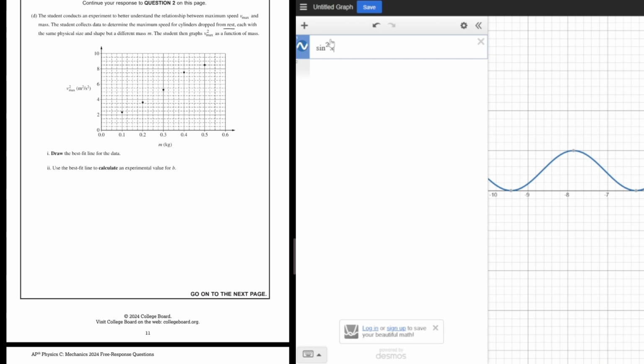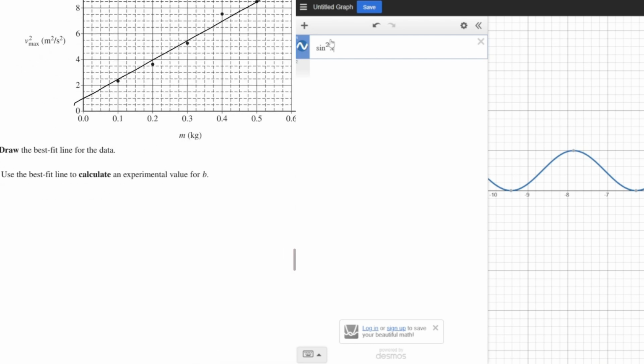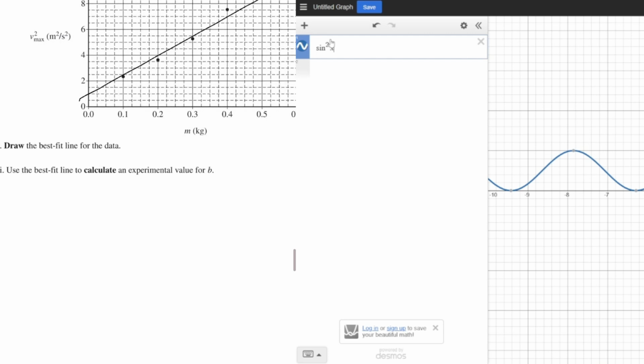That was not what I thought was best. I have some offset from this ruler. Why is it so offset? This should be better. That's way better. Okay, so there's my line of best fit. And I'll use the line of best fit to calculate an experimental value for B.